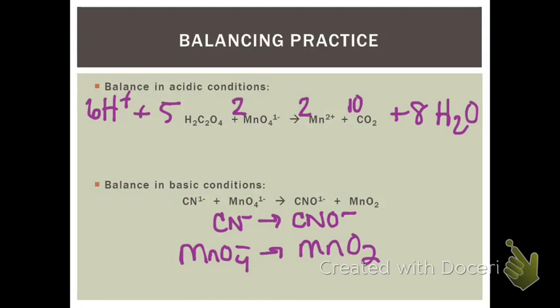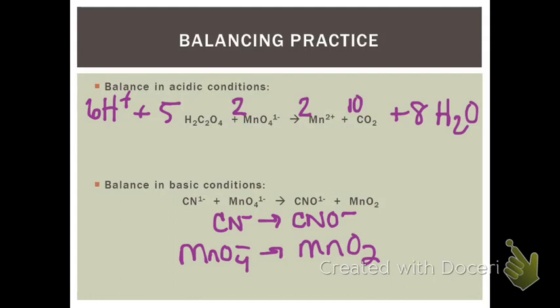So here we go, eating elements. In the first reaction you have a C and an N that's not H or O. I have 1 C on the left and 1 C on the right. I have 1 N on the left, 1 N on the right. I'm good. In the second reaction, the only element I have to check is Mn. I have 1 on the left and 1 on the right.